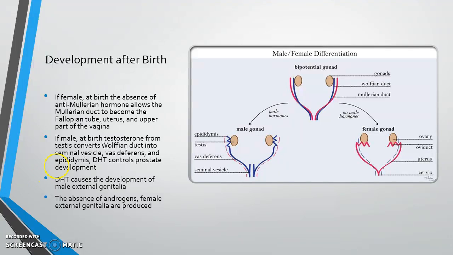Now, the diagram over here on the right, again, is a nice summary picture of the gonads and actually seeing the Wolffian duct, Mullerian duct, how they are present, how they end up forming into the female structures, the ovary, the oviduct, uterus, and the cervix, without male hormones. Then looking over at the male side with the male hormones being present, seeing the epididymis, testes, vas deferens, and seminal vesicle, where they all are and where they develop from, is a nice representation of seeing all that.